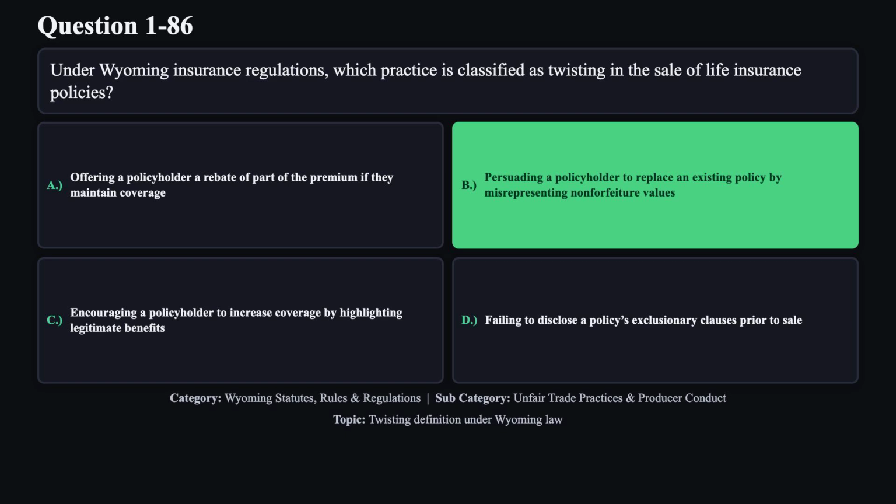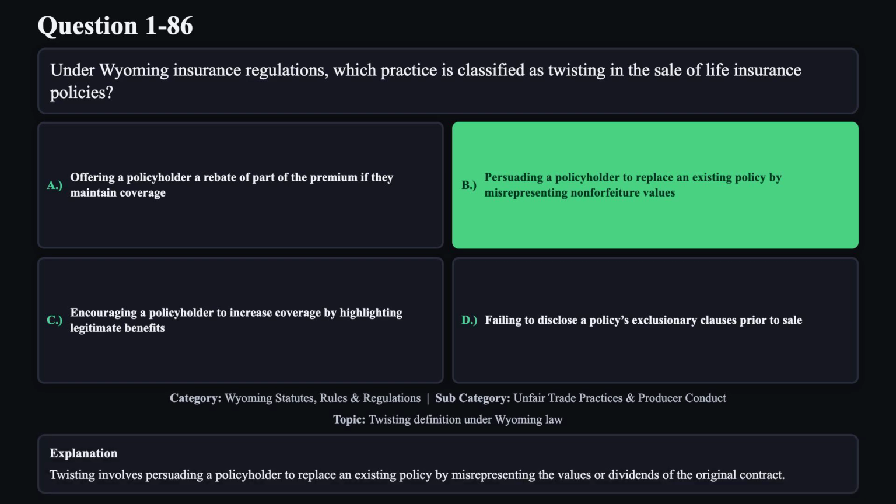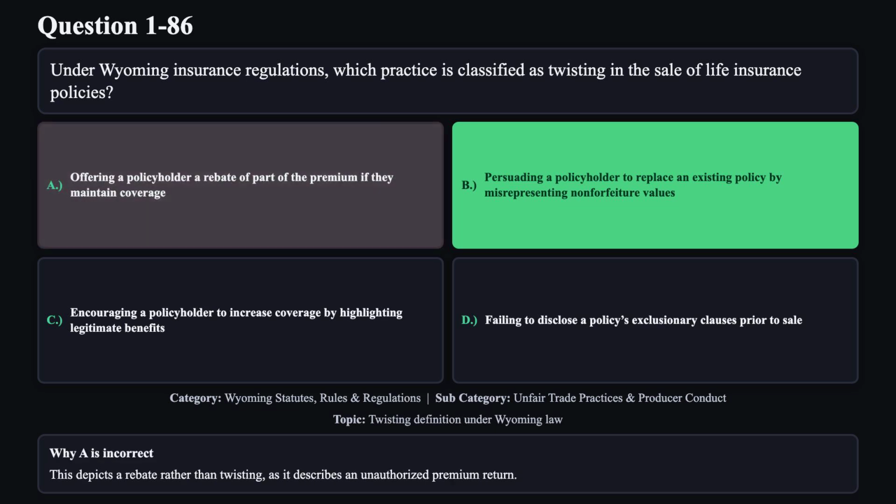The correct answer is B. Twisting involves persuading a policyholder to replace an existing policy by misrepresenting the values or dividends of the original contract. Reason A is not correct. This depicts a rebate rather than twisting, as it describes an unauthorized premium return.